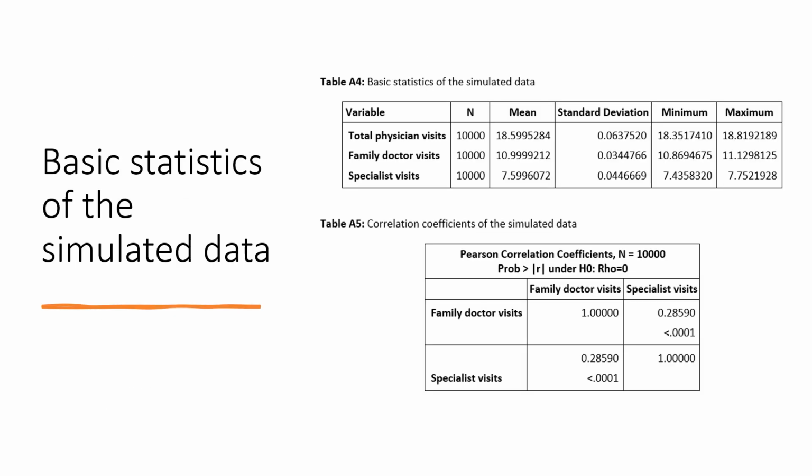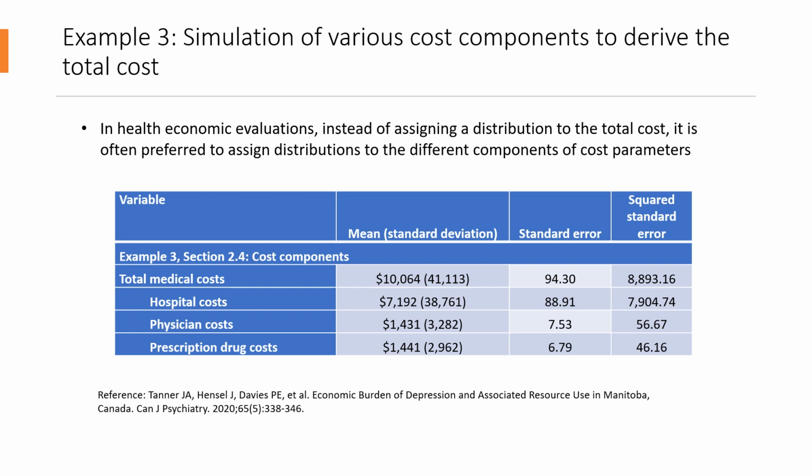We then simulated the correlated data for family doctor visits and specialist visits. After incorporating the correlation, the mean and standard error for total physician visits, calculated using the sum of the simulated family doctor visits and specialist visits, were the same as those reported in the original article. If we simulated independent distributions for family doctor visits and specialist visits, we would underestimate the variance in total physician visits. Example 3 was the simulation of various cost components to derive the total cost.